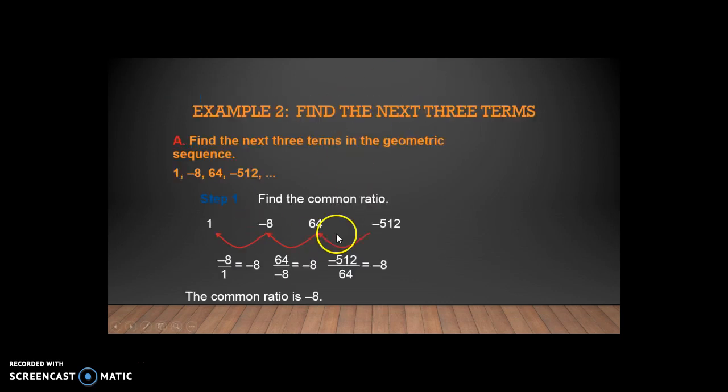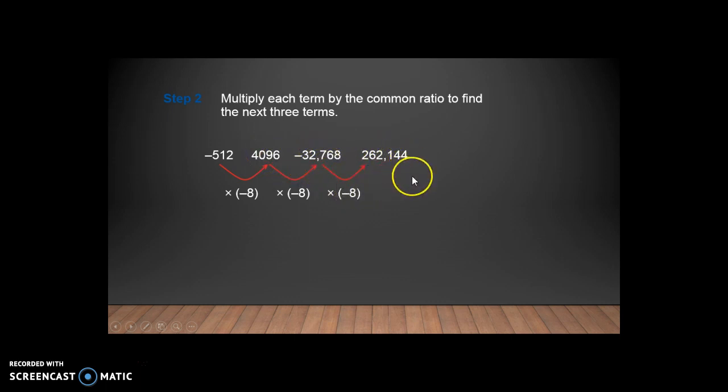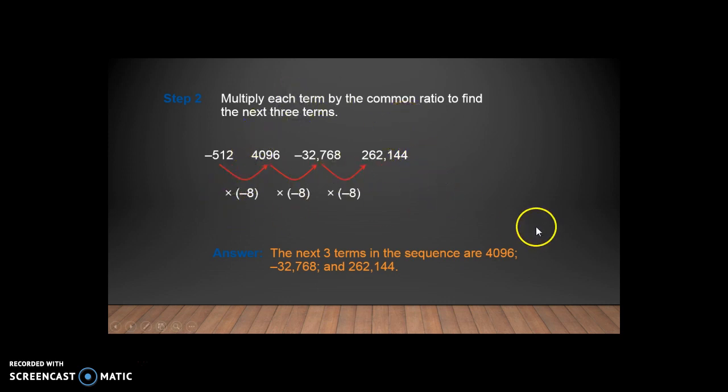And then all we have to do is take our sequence. I think the last one on here was -512. So we're going to multiply -512 by -8. Two negatives make a positive, so that's 4,096. And we multiply this by -8, and we get -32,768. And then one more time, this is the first term they wanted us to find, this is the second term, and now the third term, multiplying by -8 to get 262,144. You can formally write out your answer, or you can just write these three. I'm fine with that. The real work is in finding the common ratio.